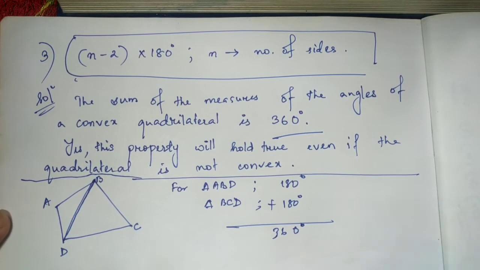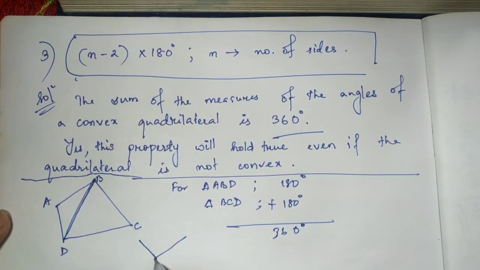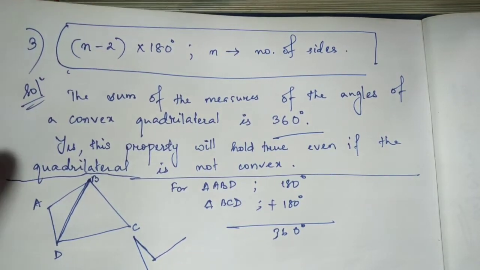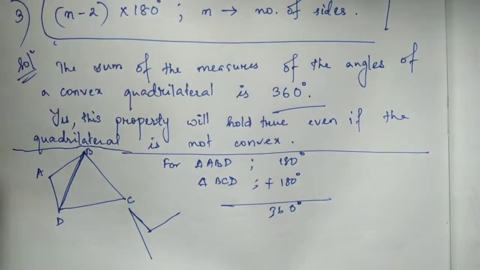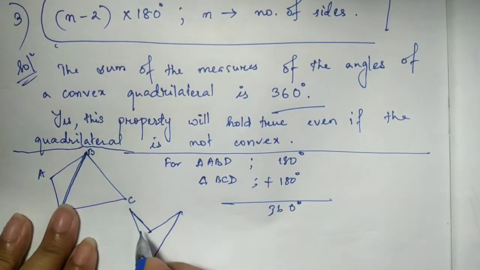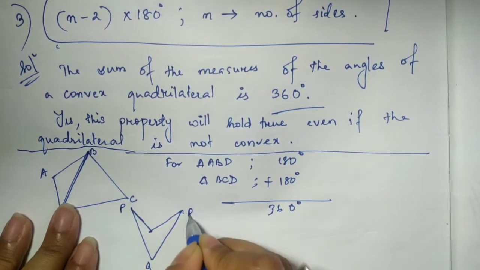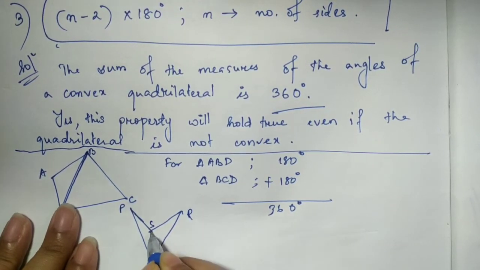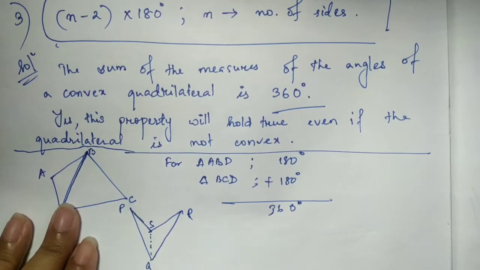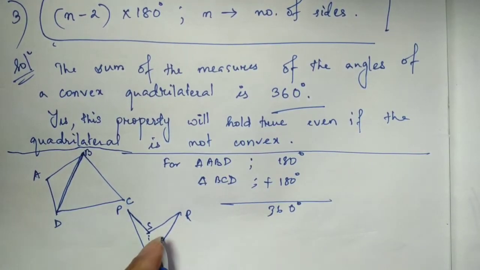Now if I show you another quadrilateral that is concave, or not convex, suppose this is my quadrilateral. Is it not a quadrilateral? It has 4 sides, 1, 2, 3, 4, yes, obviously. Let me name it as P, Q, R and S. Suppose this is my diagonal. Now, when I drew this diagonal, is it not divided into this as one triangle and this as another triangle?